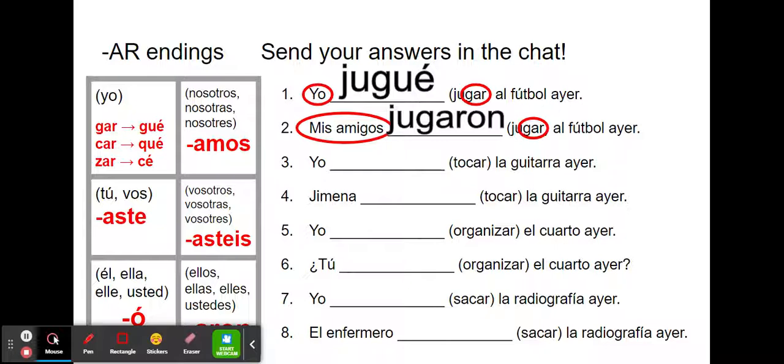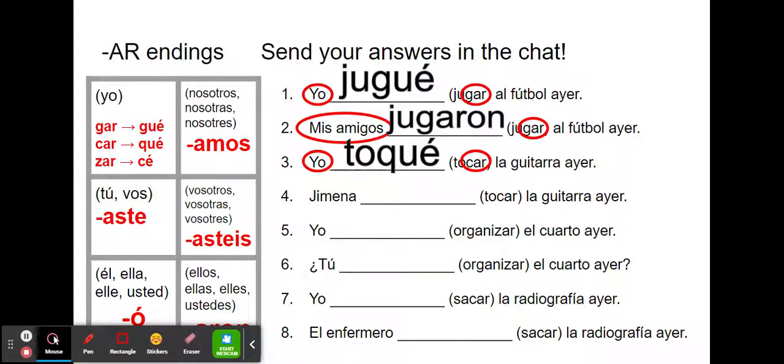Let's look at number 3. Yo tocar la guitarra ayer. I played the guitar yesterday. So this is a CAR verb. That should be the first thing I notice. And then I see that it's a yo form. So I'm automatically going to have to use the irregular form. CAR is going to change to QUE. So my answer is toqué. Yo toqué la guitarra ayer.